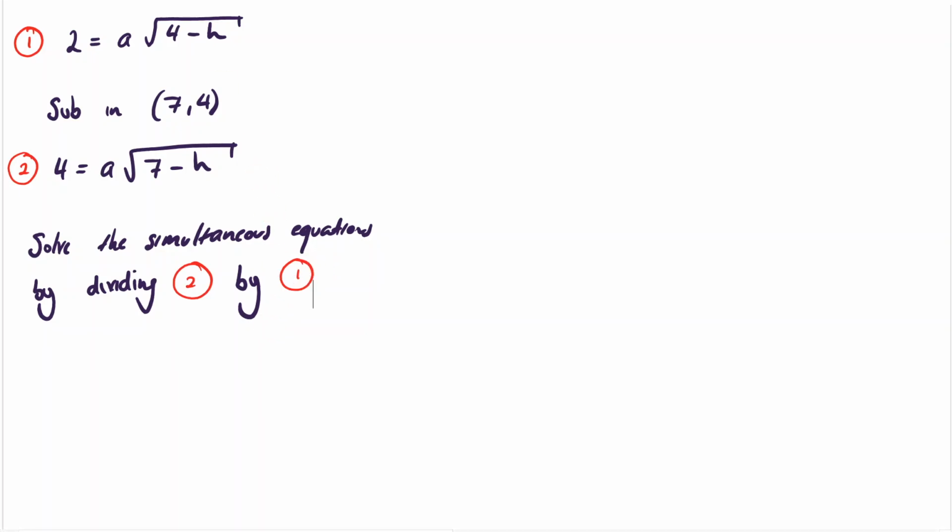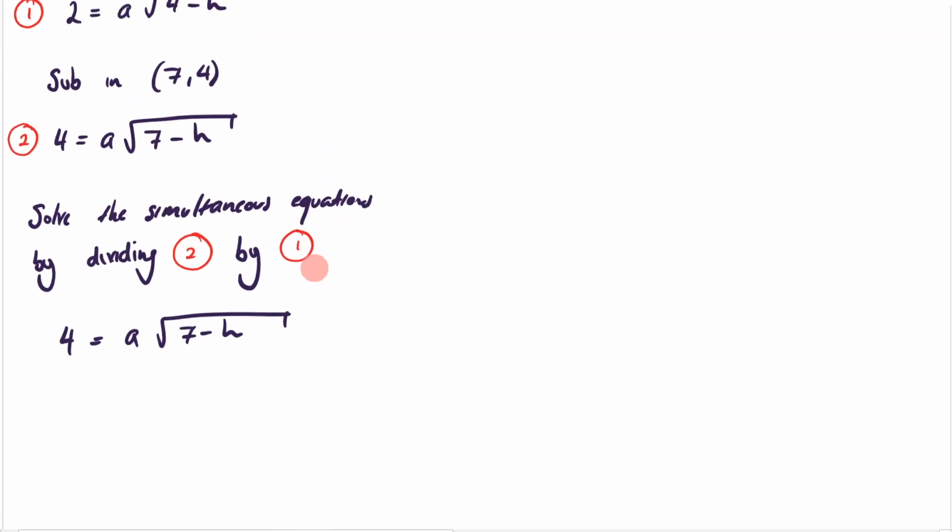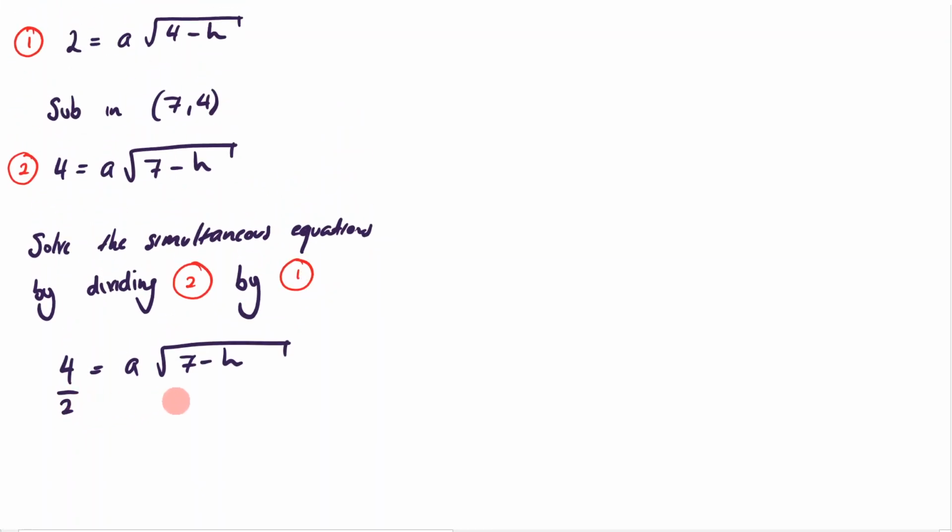So what is that going to look like? Let me write it down. I'm going to go 4 is equal to a, the square root of 7 minus h, and I'm going to divide this side by 2, and this side I'm going to divide by a, the square root of 4 minus h. The reason why I've done that is hopefully you can see this a will cancel with this a, and that's what we want. We want to get rid of one of the pronumerals, and now we can just solve for h. Now 4 and 2, that's just going to become a 2 there and a 1 there.